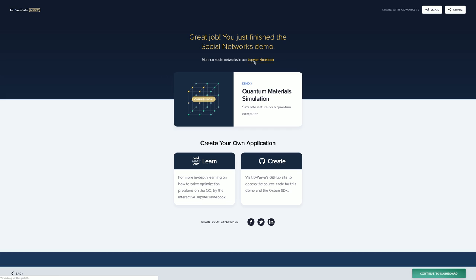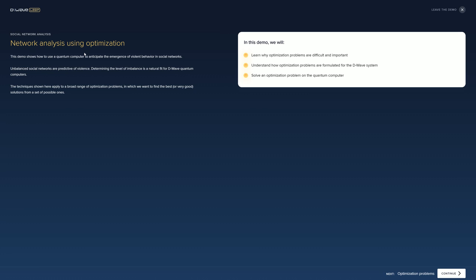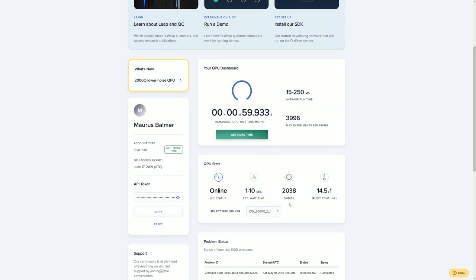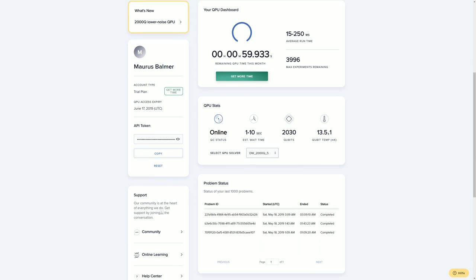Yeah, let's go back to the Leap analysis. Let's see. And yeah, I used it. You could see here I had another experiment, four. I ran four already, from 7 to 6 now. And yeah, I used that quantum computer here, and this is not a joke. 1, 2, 3, completed. I completed everything here, or almost. There's one more left.